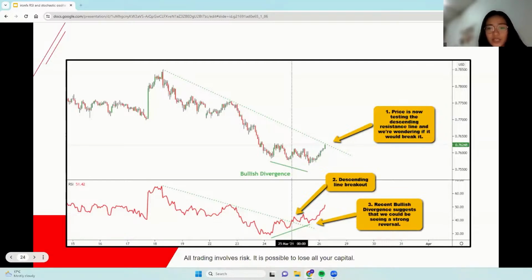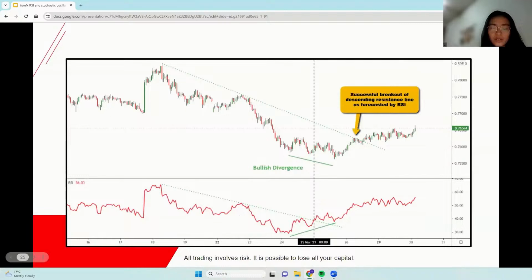And currently, price is testing the descending resistance line, and we're wondering if it's going to break out of it. So with all 3 points, firstly, it's testing the line. Secondly, we have this RSI breakout of the descending trend line. And lastly, we have a bullish divergence as well. And that all shows a successful breakout of the descending resistance line as forecasted by our RSI.